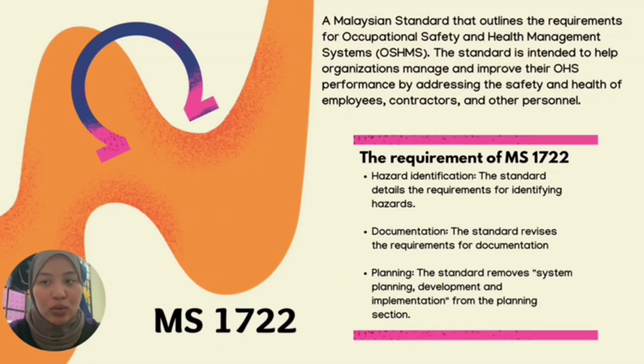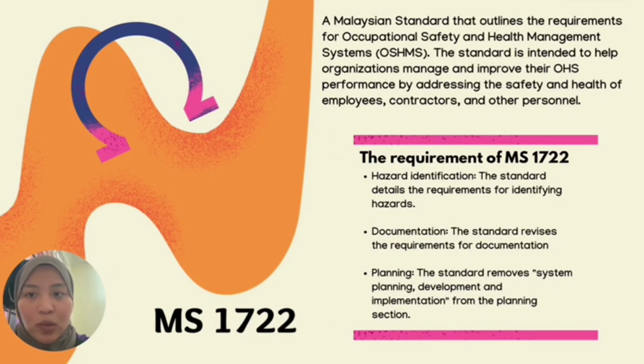MS 1722 is a Malaysian standard that provides guidelines for the development, implementation, and improvement of an occupational safety and health management system, or OSHMS. It is specifically designed to help organizations ensure the safety, health, and well-being of employees, contractors, and other stakeholders.